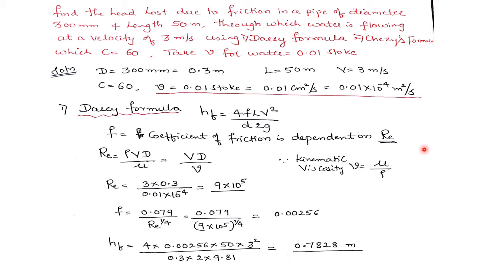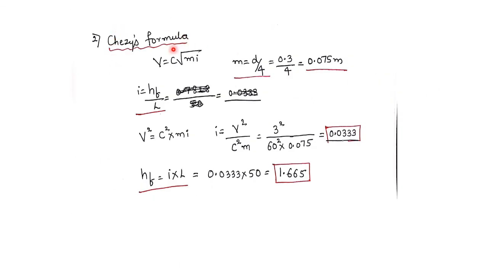So now let us calculate this head loss due to friction by using this Chezy's formula. Chezy's formula is given by the equation V is equal to C root mi, where m is the hydraulic mean radius. m is given by the formula A divided by P, which is given by D divided by 4, where D is diameter. This m value will be 0.075 meter. So this already we have proved while deriving this Chezy's equation. m is given by D divided by 4.